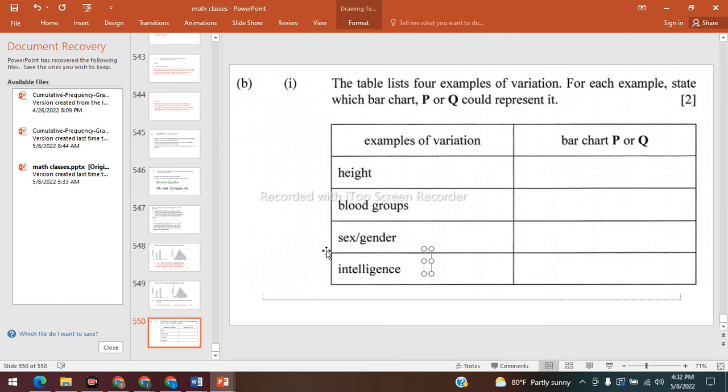I'm talking about home and I'm at school. I have people I message and I need help. Here's a list of examples of variation. For each example, state which bar chart, P or Q, could represent it. So when we talk about height, which one could represent it? Is it continuous variation for height or discontinuous variation for height?